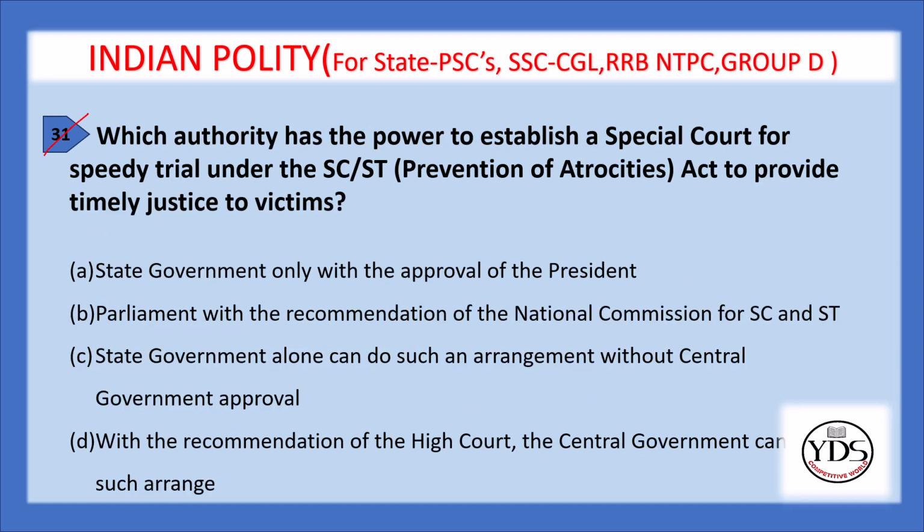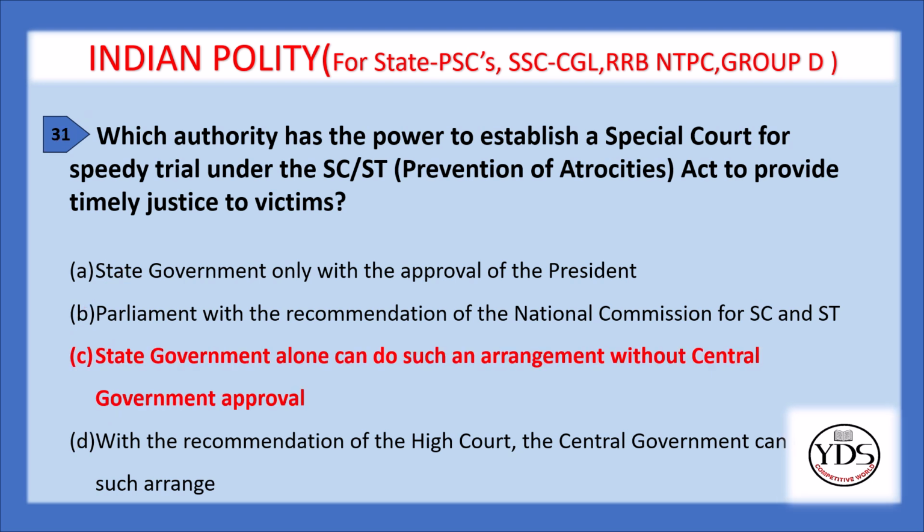Question number 31. Which authority has the power to establish a special court for speedy trial under the SC/ST Act to provide timely justice to victims? Option A, state government only with the approval of the President. Option B, Parliament with the recommendation of the National Commission for SC and ST. Option C, state government alone can do such an arrangement without central government approval. Option D, with the recommendation of the High Court, the central government can do such arrangement. Option C, the state government alone can do such an arrangement without central government approval is the correct answer.